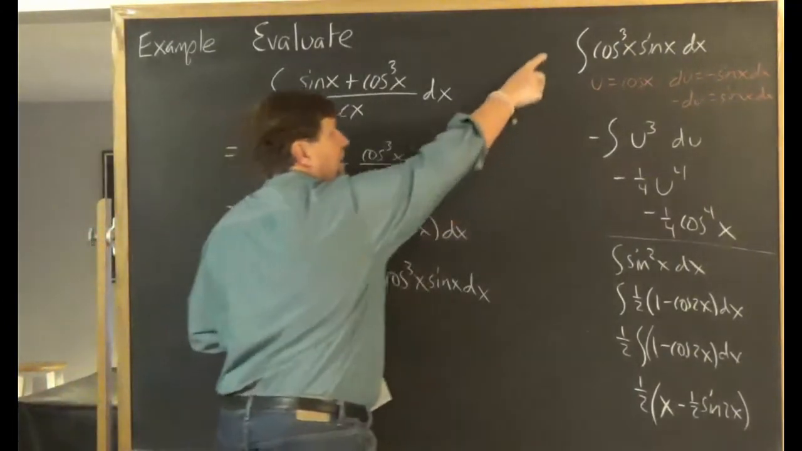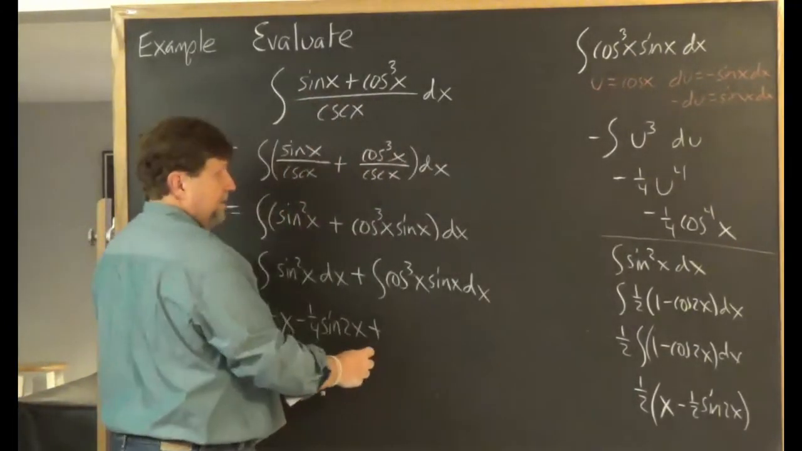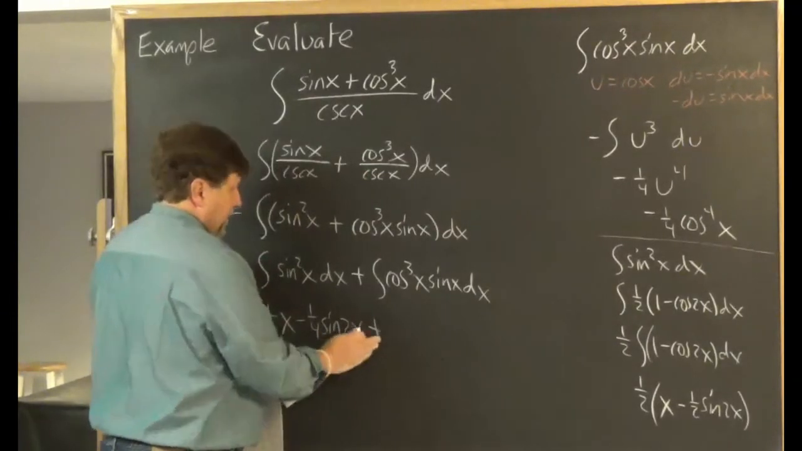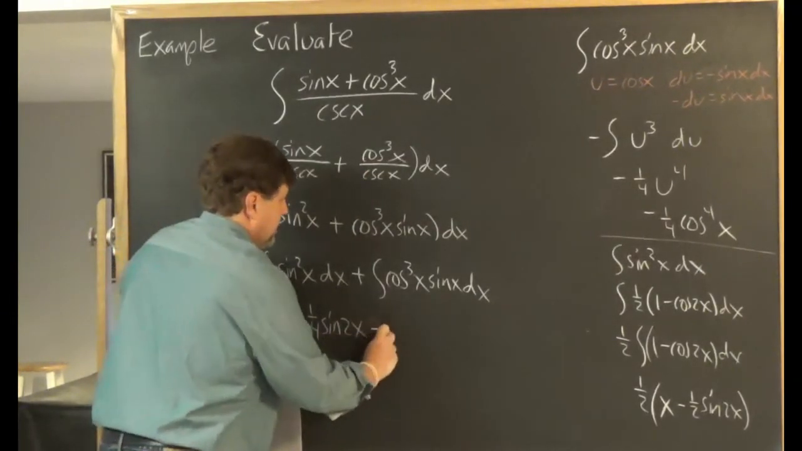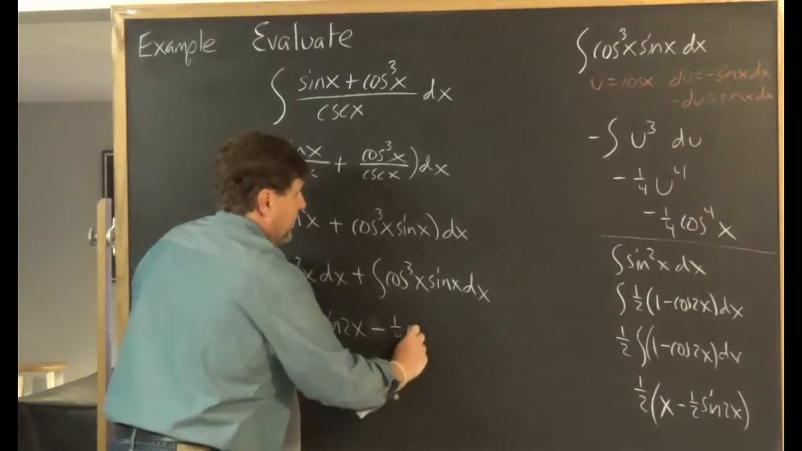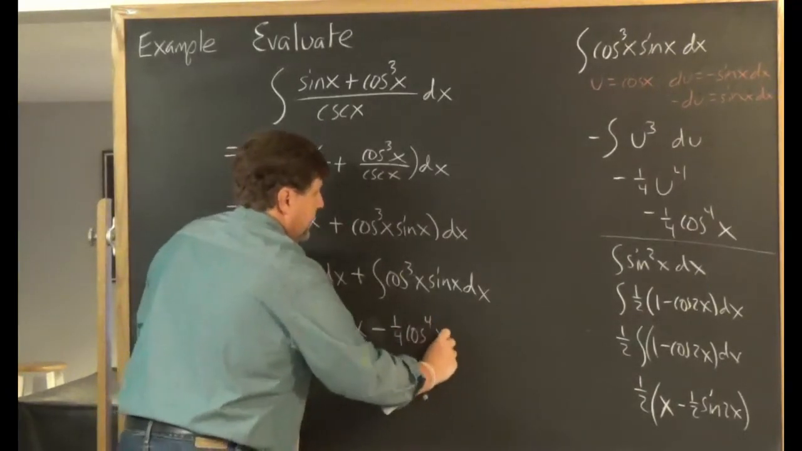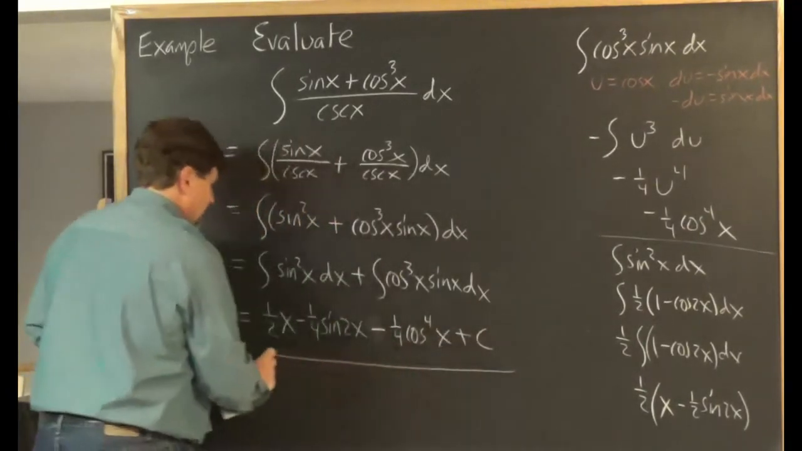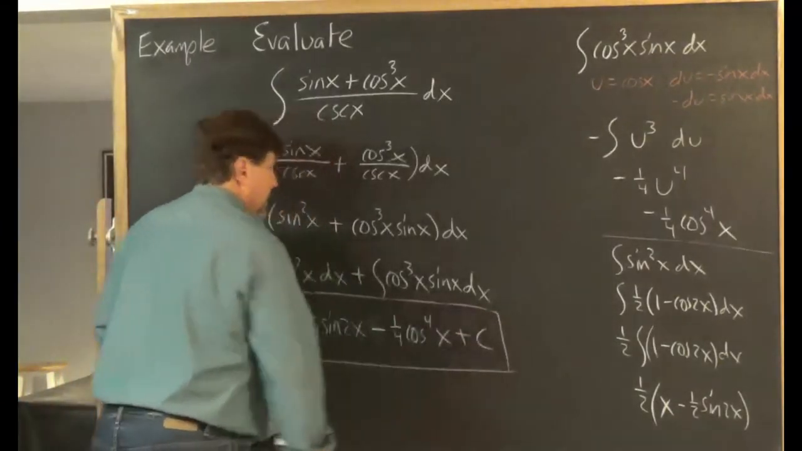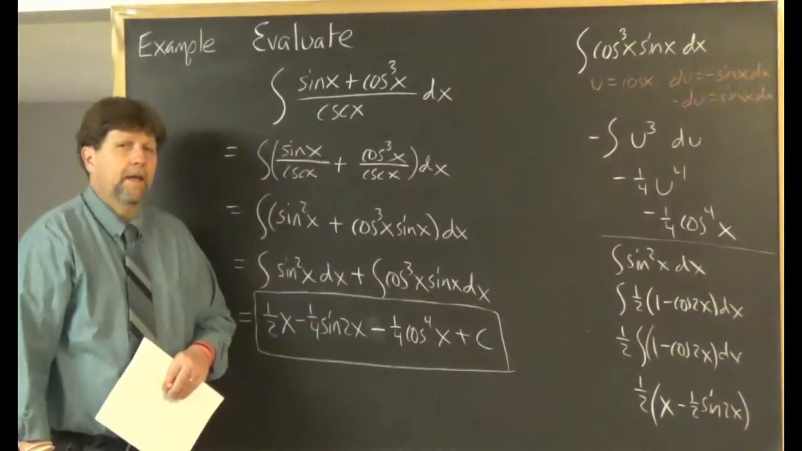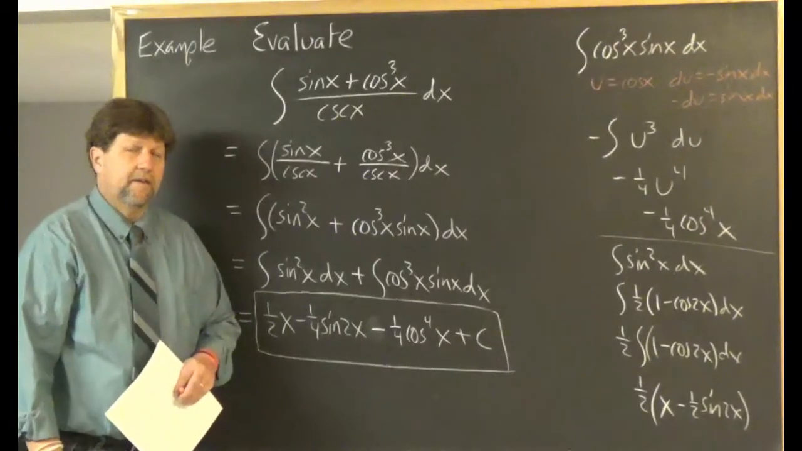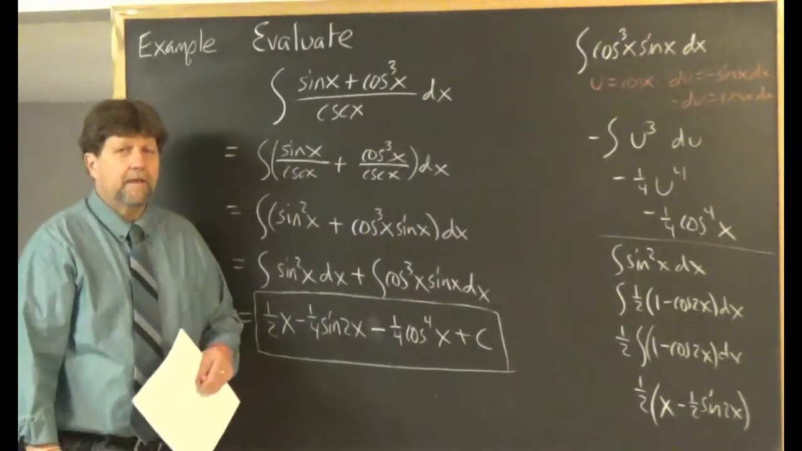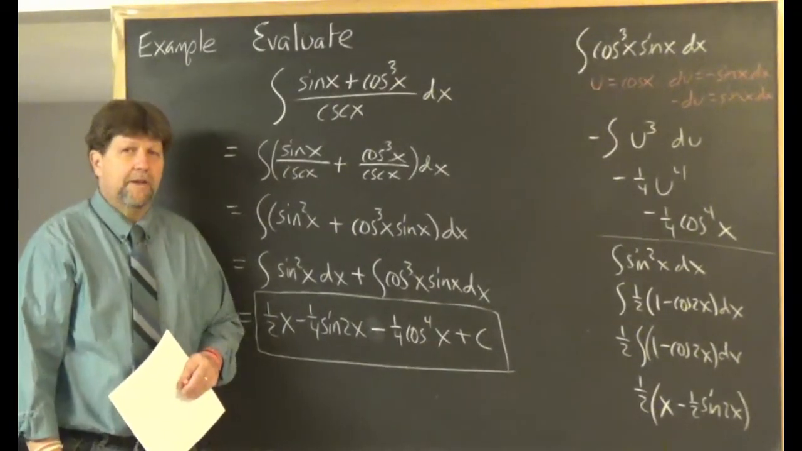We attack that one up here with a u sub. So plus negative 1/4, I'll make this a minus, 1/4 cosine to the 4th x plus c. So we use some trig identities here. Yeah, gotta know trig identities for integration.